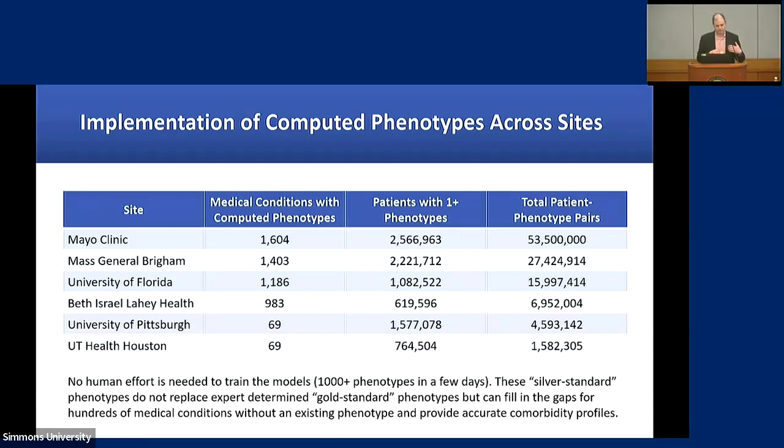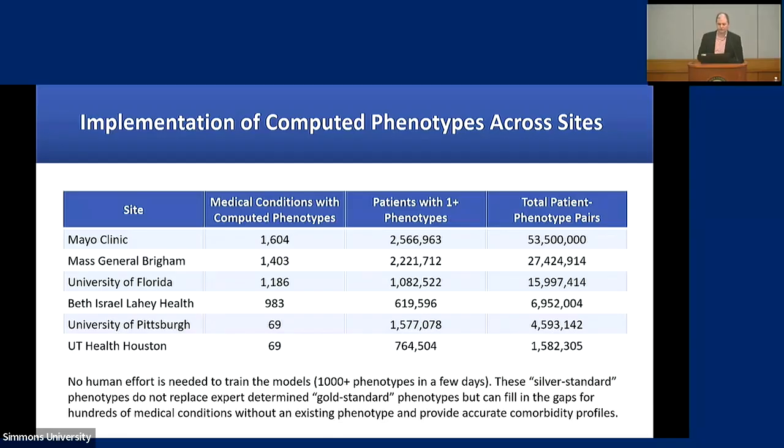And then Pittsburgh and Houston have run a smaller subset of phenotypes that have been validated at multiple institutions, which you can use as a first pass just to make sure your pipeline is working at your institution before turning on the full pipeline of it.